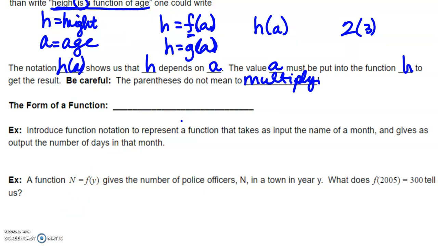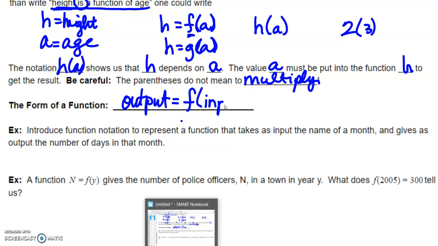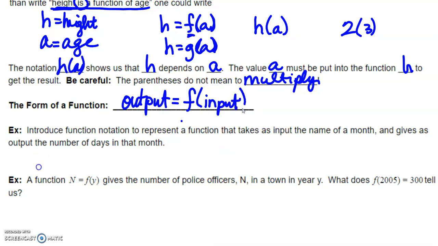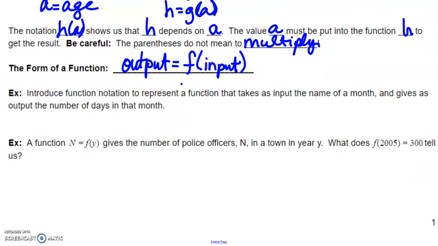Okay? So, here's a generic form. If we say our output equals the function of our input, so f of our input, that is the generic form that we have there. Okay? All right. Let's move forth on this example.